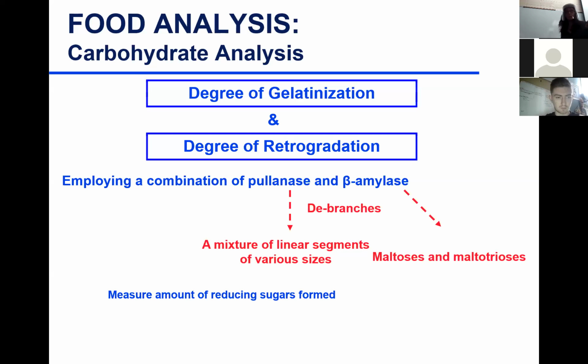If we want to measure degree of retrogradation, we use the same method. And the lower amount of reducing sugar indicates a higher degree of retrogradation. We always use references in these methods, a fully retrograded starch and a fully gelatinized starch as a basis for us to determine degree of gelatinization and degree of retrogradation. So therefore, one method can be used for both, but the outcome is opposite. Okay.